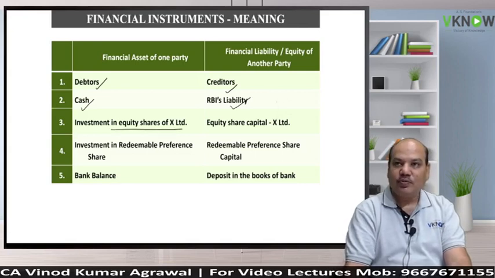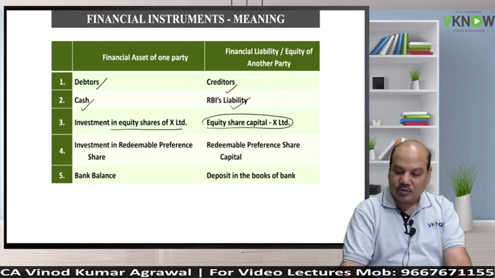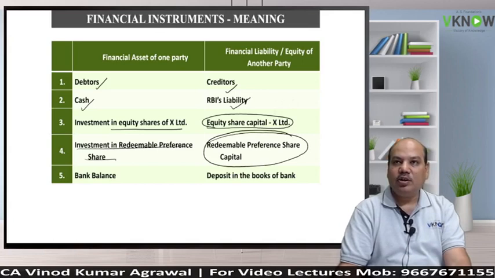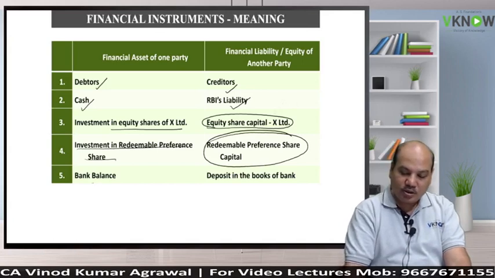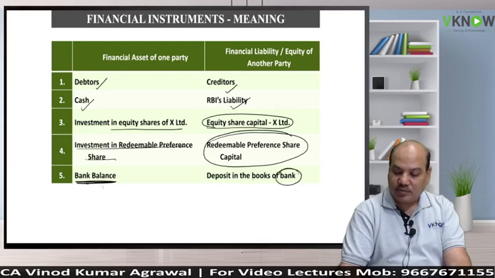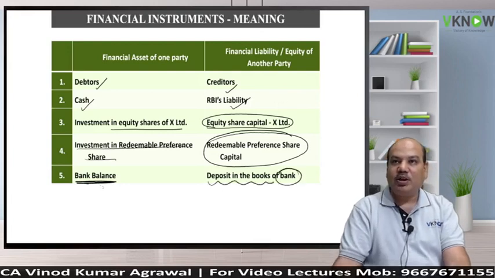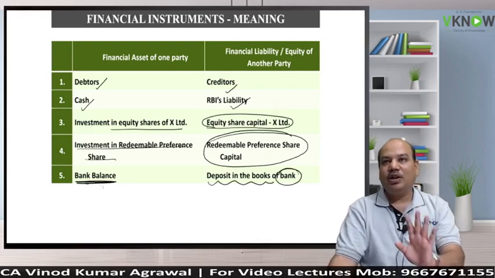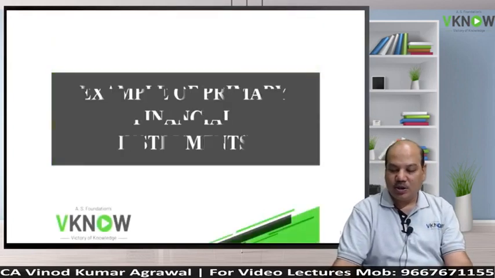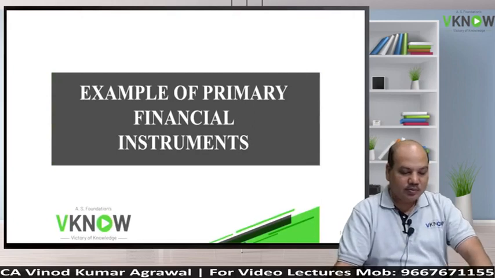Investment in equity share of X. For one party it is financial asset. For the other party who has issued it, it is an equity. Investment in redeemable preference share is financial asset, but for the company, the redeemable preference share capital is a financial liability. Bank balance is our financial asset, but for a bank, a deposit made by a customer is a financial liability.